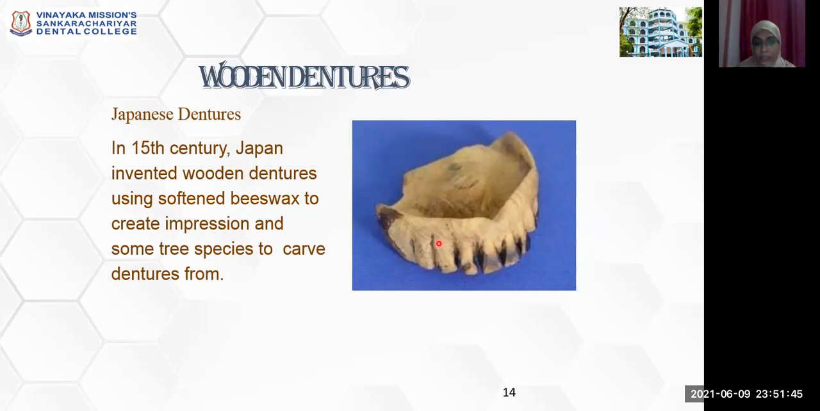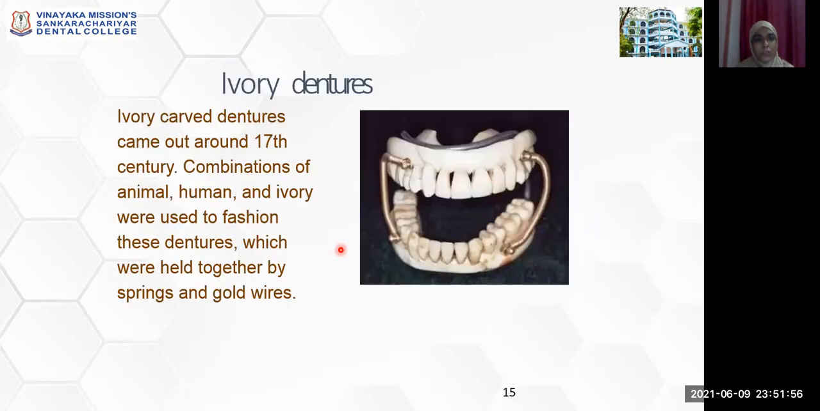Okay, wooden dentures. But you know, naturally wooden dentures, as they absorb moisture, they are going to become unstable. Aesthetically the color is not going to be good. Yes, so all this is going to be there. So then slowly the ivory dentures came into use around the 17th century. Fine. So it was like a combination of animal teeth, human teeth, ivory, and they used to bind it together by means of springs and gold wires.